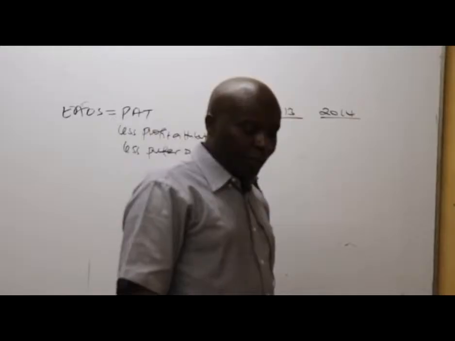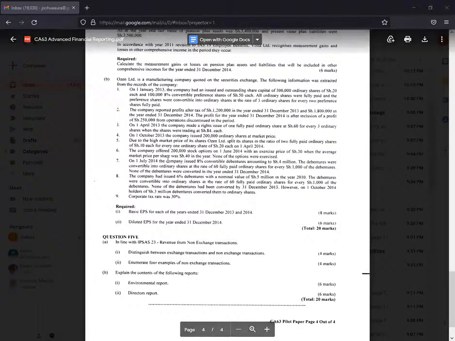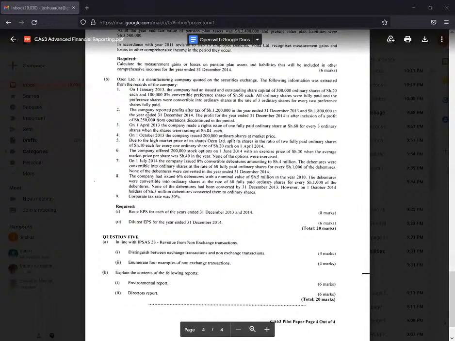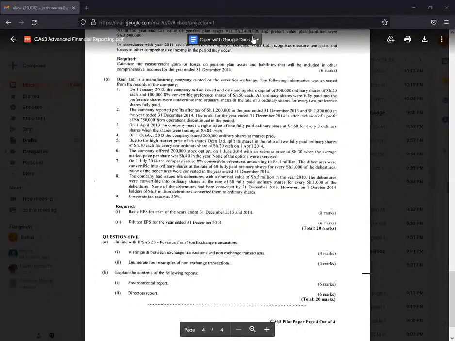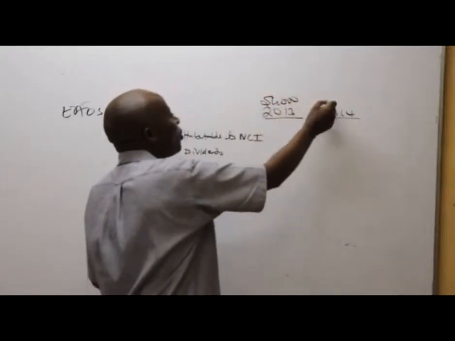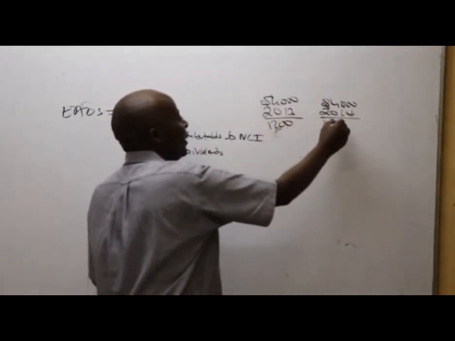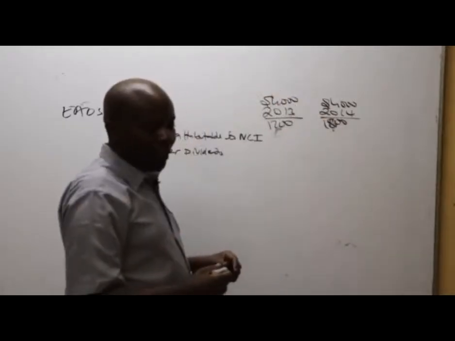Great. Ladies and gentlemen, we come here. Please, let's give this examiner the profits attributable to ordinary shareholders. So we start with the reported profit. You can see in note number 2, the company reported profits after tax of 1,200 and 1,800. I would want my figures to be in shillings, thousands. So here it is 1,200 profit after tax, and the other is 1,800.